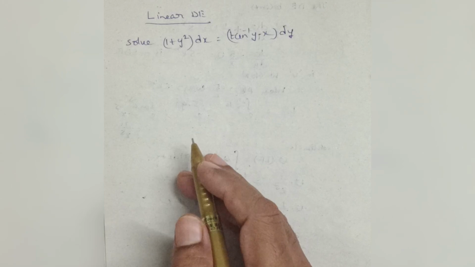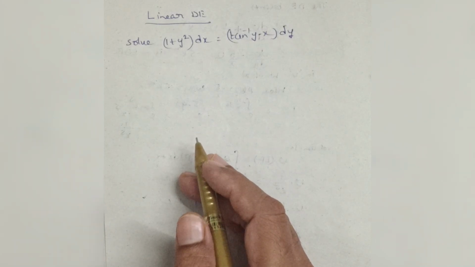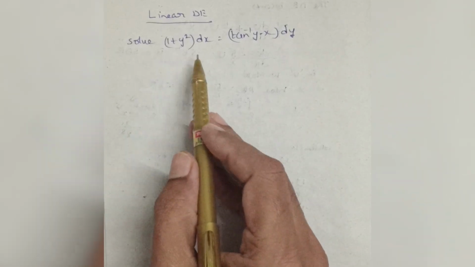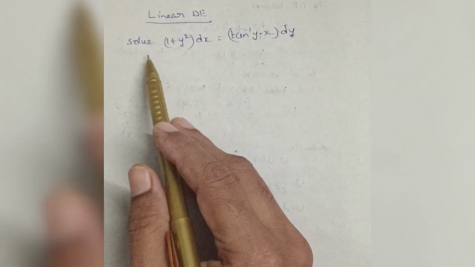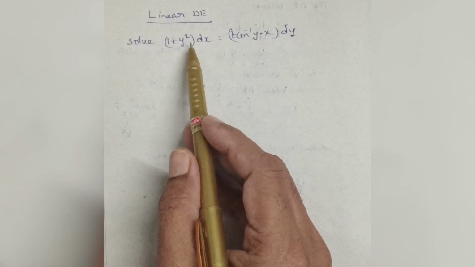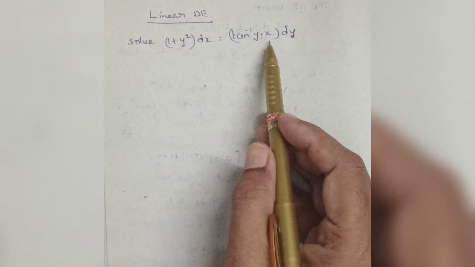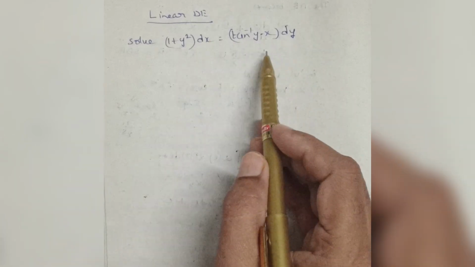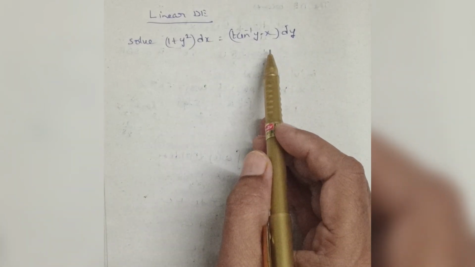Some more examples in linear DE and Bernoulli's differential equation solutions. So here is one problem. Solve (1 plus y square) dx equal to (tan inverse y minus x) dy. By observing, how can you identify it is a linear DE?